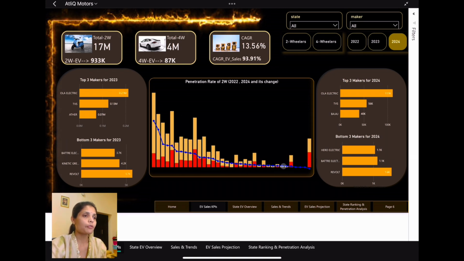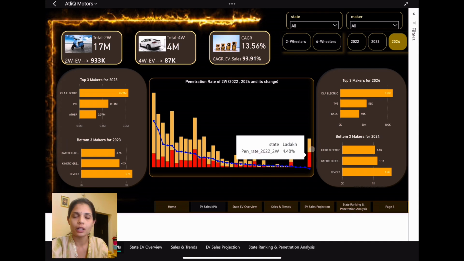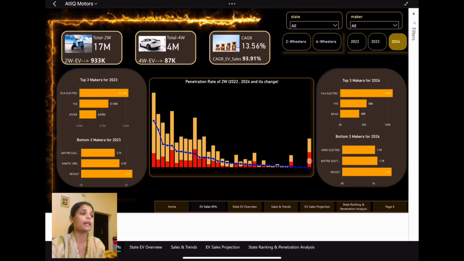Coming to the underperforming regions, states like Ladakh and Sikkim are not adopting EVs as quickly. Ladakh's adoption rate even dropped slightly from 4.48% to 4.06%, possibly due to the challenging terrain and climate. In these regions, Atliq Motors might need to try different strategies like offering hybrid vehicles or improving charging facilities before pushing EVs more aggressively.